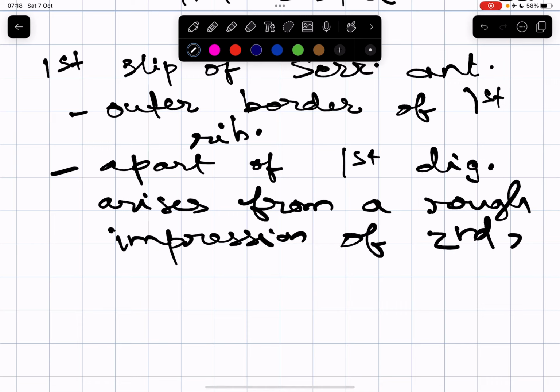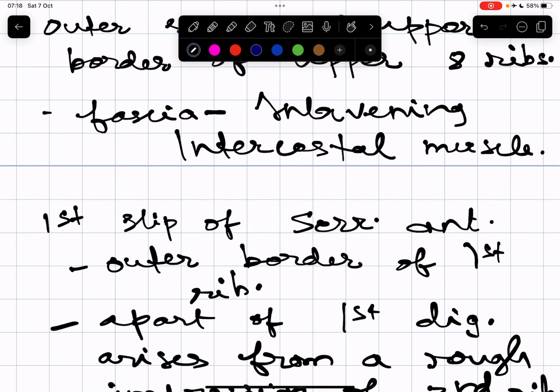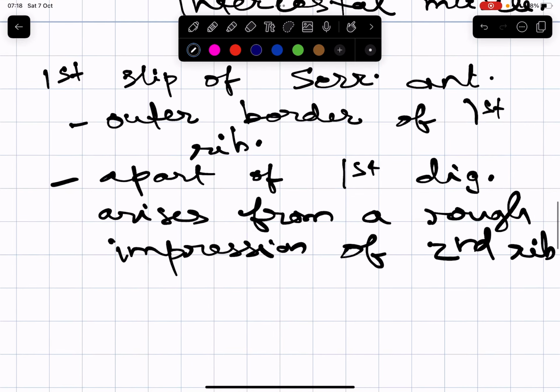So what is the meaning? The first slip of serratus anterior not only takes origin from the first rib but also from the second rib, right? The first rib is placed nearly horizontally, so it has an outer border, inner border, superior surface, inferior surface. Unlike the second and the other ribs, which are slightly twisted and placed obliquely, so that they have an upper border, lower border, inner surface, outer surface. So this has to be kept in mind.